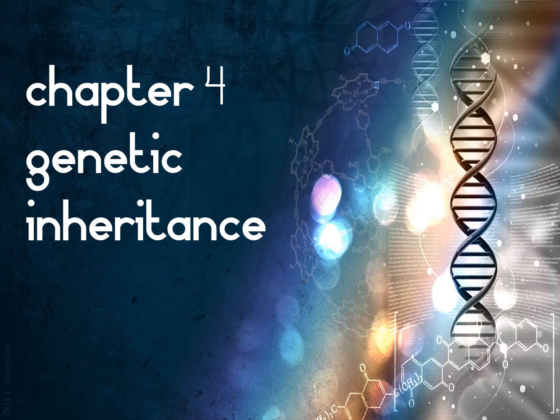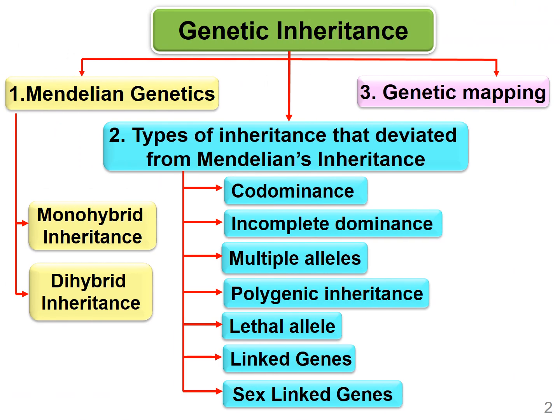So for today, we'll be learning about genetic inheritance. Genetic inheritance can be divided into several subtopics such as Mendelian genetics, the types of inheritance that deviate from Mendelian inheritance, and genetic mapping. So you will learn about Mendelian genetics with me, which can be divided into monohybrid and dihybrid.